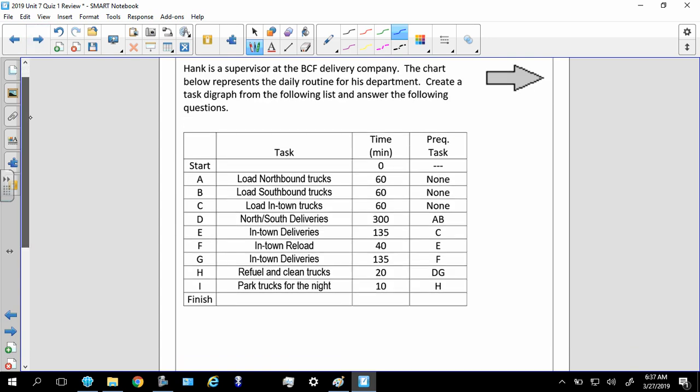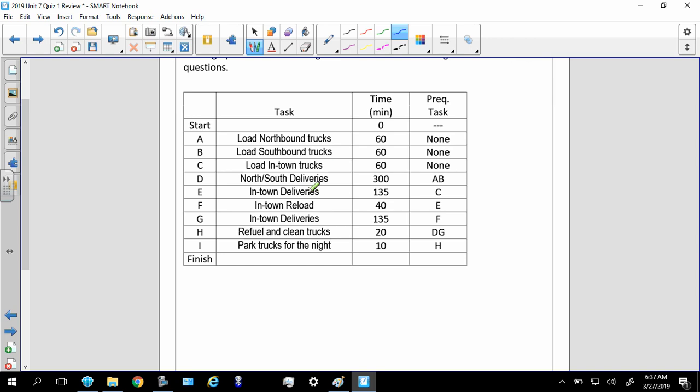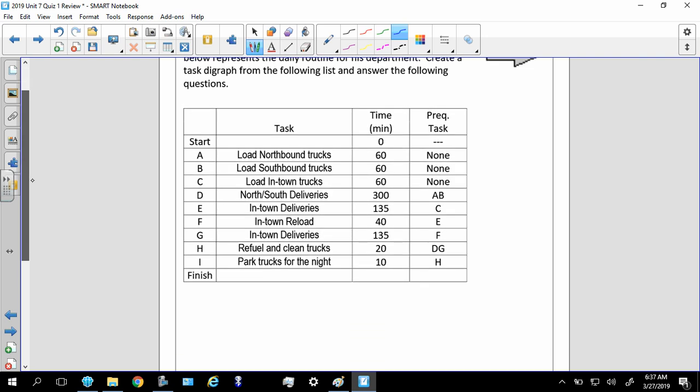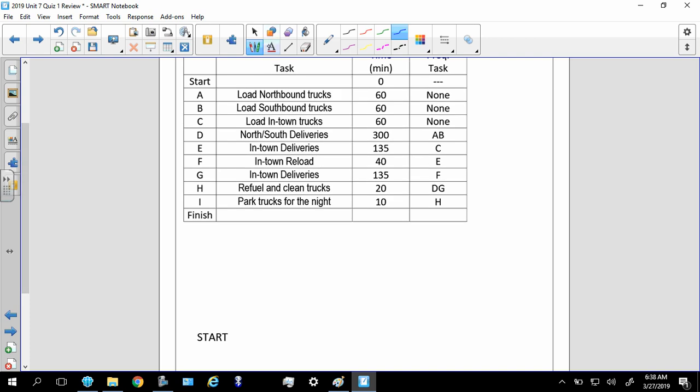Okay. This guy here, we're going to create a whole bunch of stuff. Now, hey, look at this. There's a story behind this one. Remember I told you there's some stories. Sometimes I give them to you, sometimes I don't. Hank is supervisor at BCF delivery company. The charts below represent a routine. Create a task digraph. All right, so we are going to create a digraph. So first off, let's go ahead and read it.